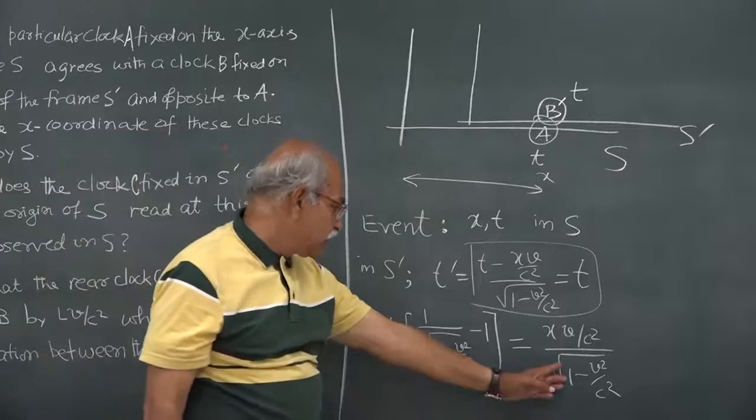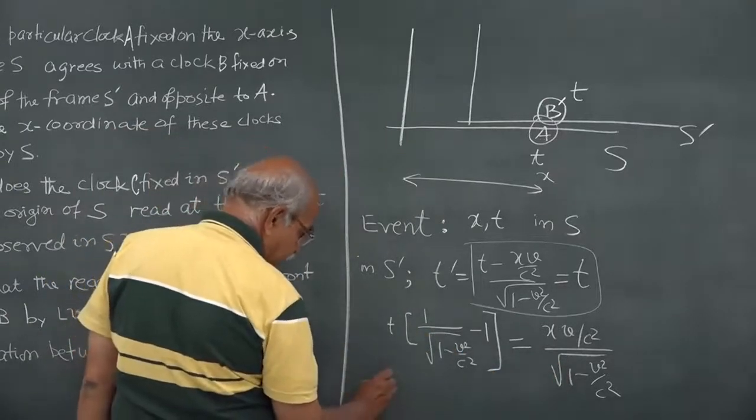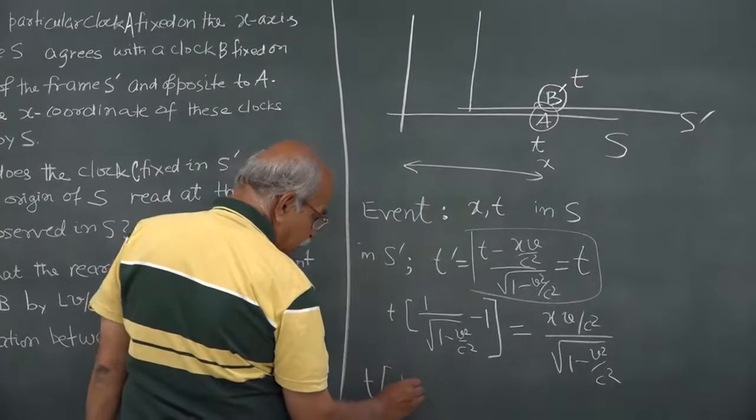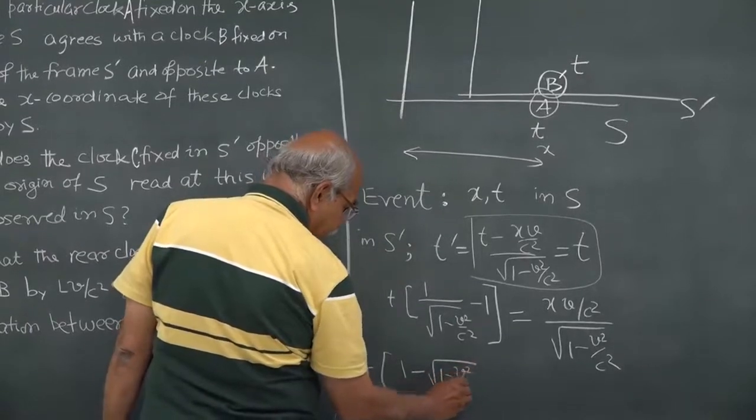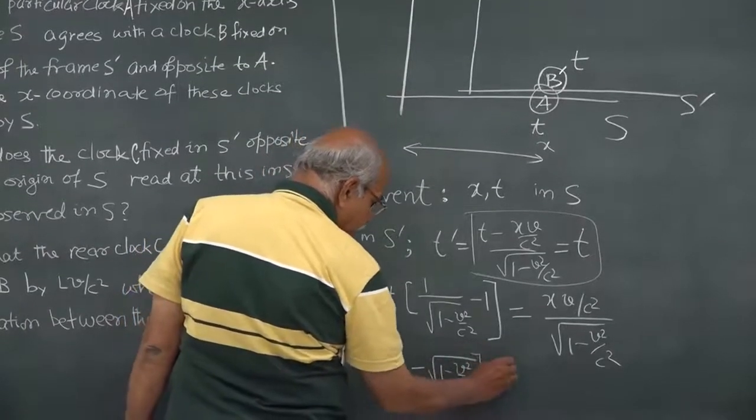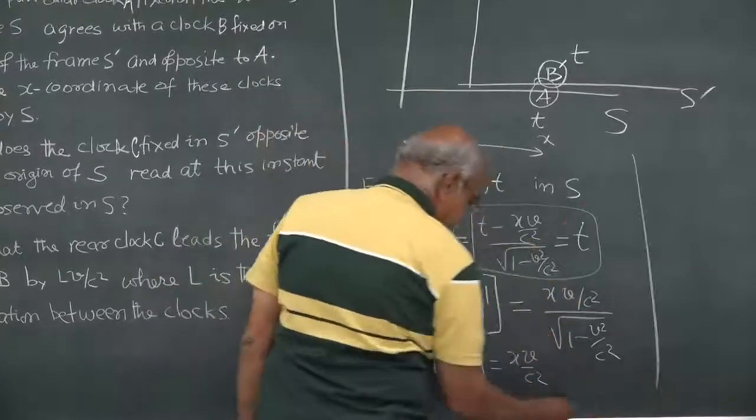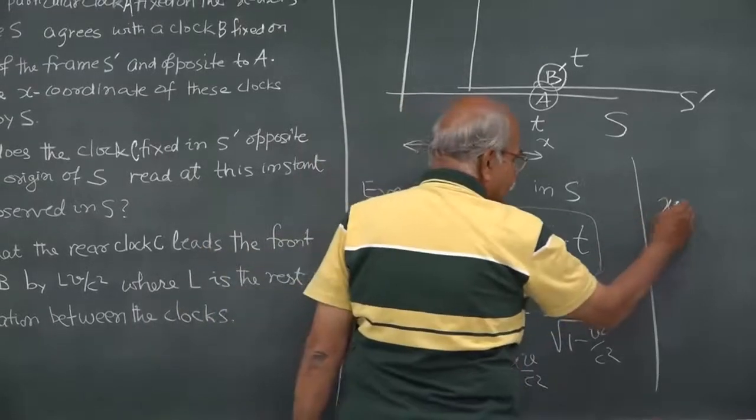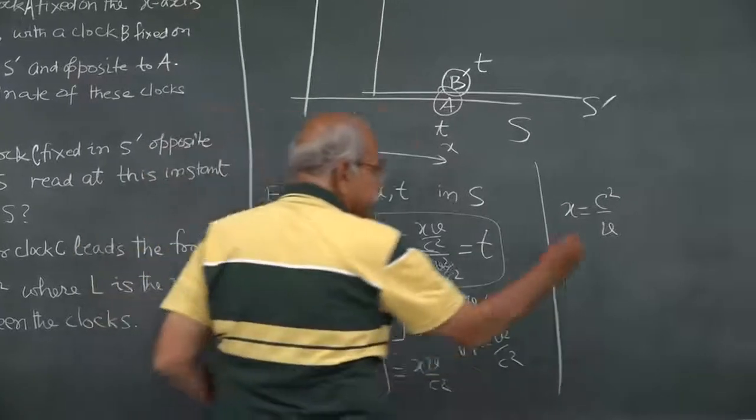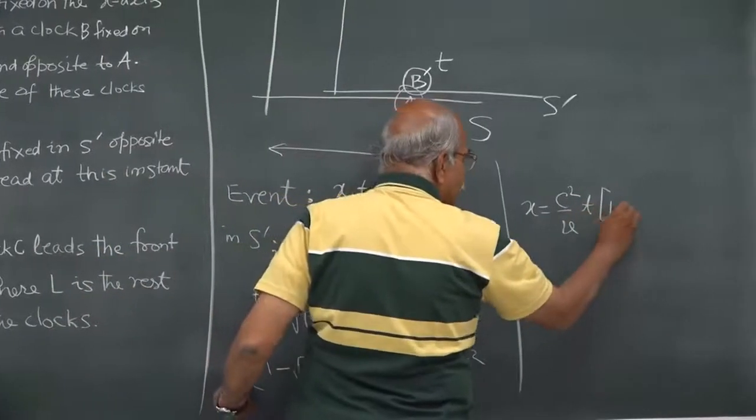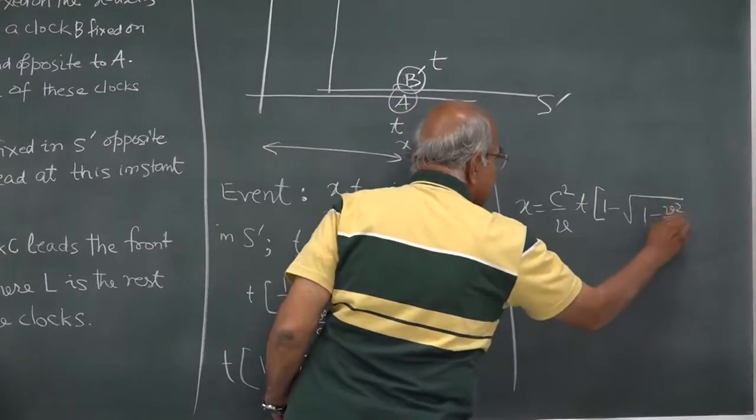If you multiply by this square root 1 minus v square by c square, it is t times 1 minus square root 1 minus v square by c square is equal to x v by c square, and hence x is equal to c square by v into t and then into 1 minus square root 1 minus v square by c square.